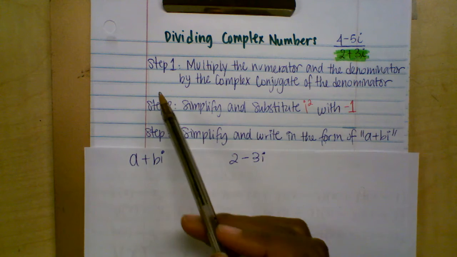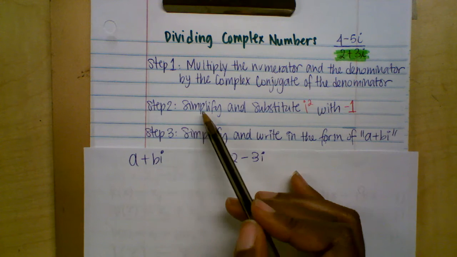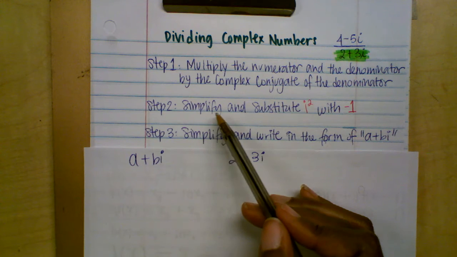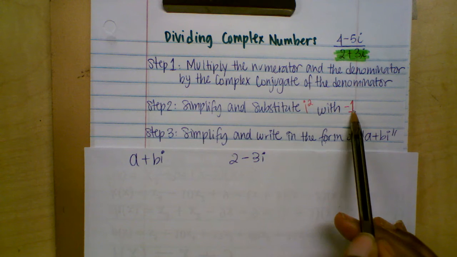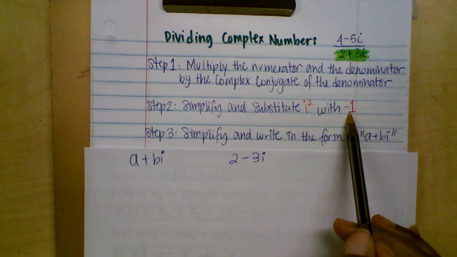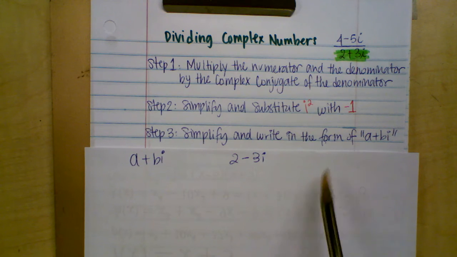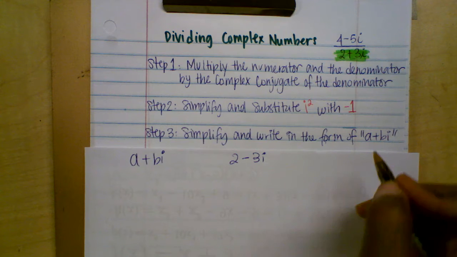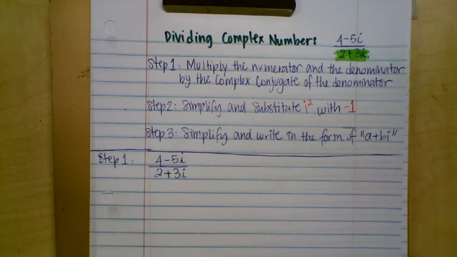Now after we multiply top and bottom by 2 minus 3i, you're going to simplify. Combine any like terms and substitute i squared with -1. Let me repeat: you'll need to substitute i squared with -1. And then step 3, you're going to simplify and write in the form a plus bi. You need to always write in the form a plus bi. So let's do this then.